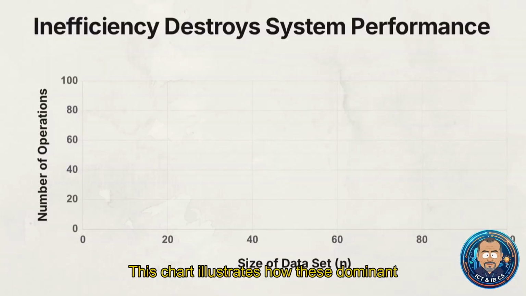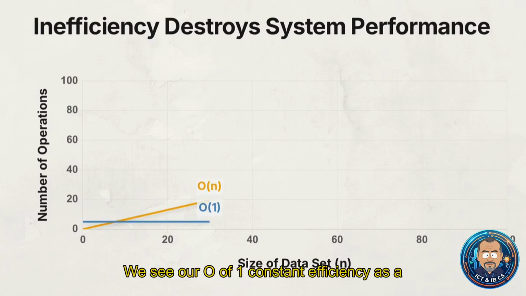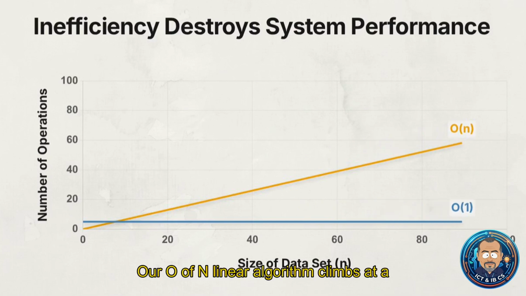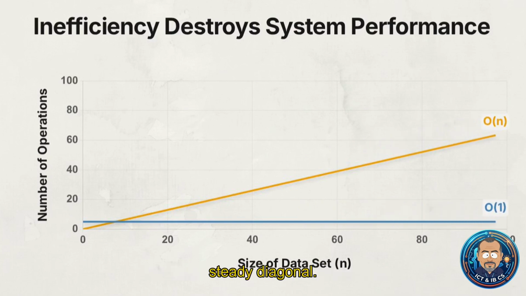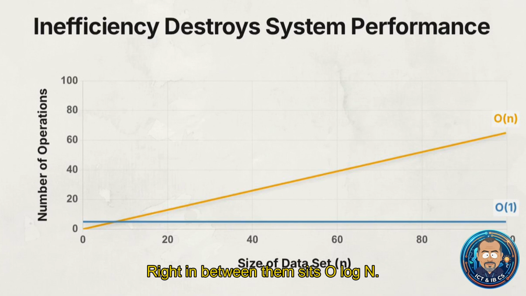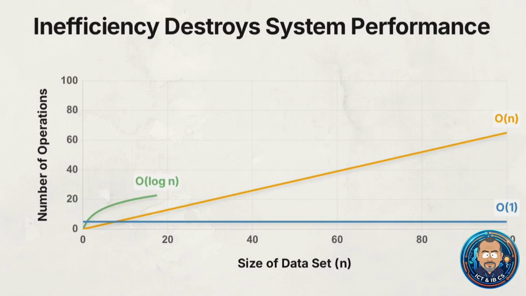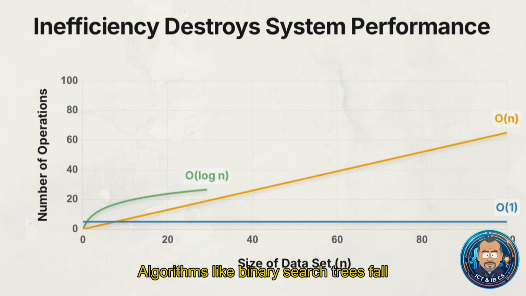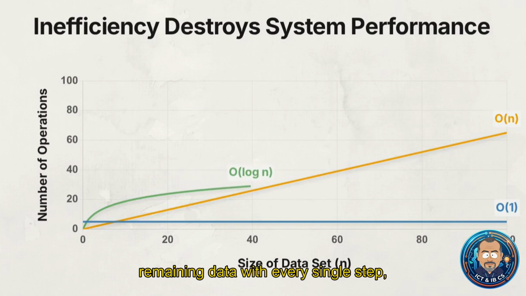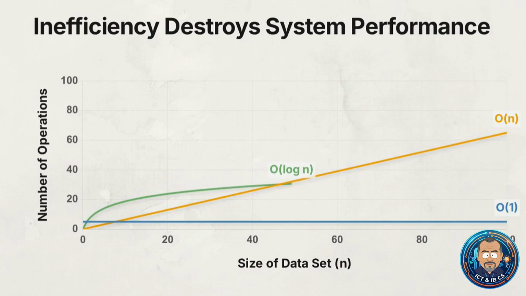This chart illustrates how these dominant terms stack up against each other, with the number of operations on the y-axis and the size of the data on the x-axis. We see our O(1) constant efficiency as a perfectly flat line. Our O(n) linear algorithm climbs at a steady diagonal. Right in between them sits O(log n). This represents logarithmic efficiency. Algorithms like binary search trees fall here because they eliminate half the remaining data with every single step, making them highly efficient for massive datasets.